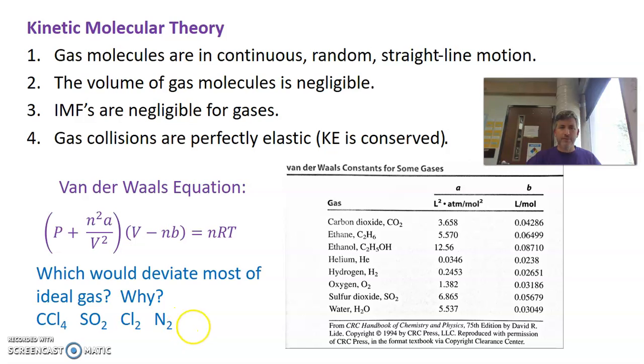I would say SO2, because if you draw the Lewis structure, it has a bent structure, and therefore it's going to be a polar molecule. It also has a mass of about 64 AMU. Carbon tetrachloride is nonpolar, but it is very large, so the London dispersion forces might be pretty large for that one. So I would go with SO2, and I would expect that to be the answer. CCl4 is probably a close second just because of the size of the molecule. Chlorine is a relatively large molecule, Cl2 is relatively large as well, but nitrogen would be the most ideal of all four of these gases.